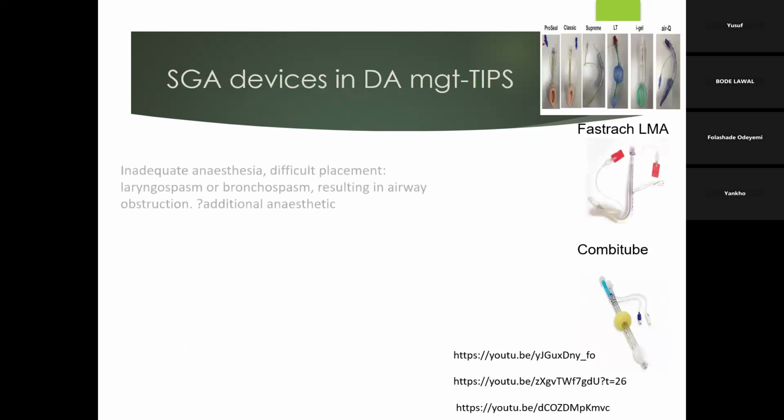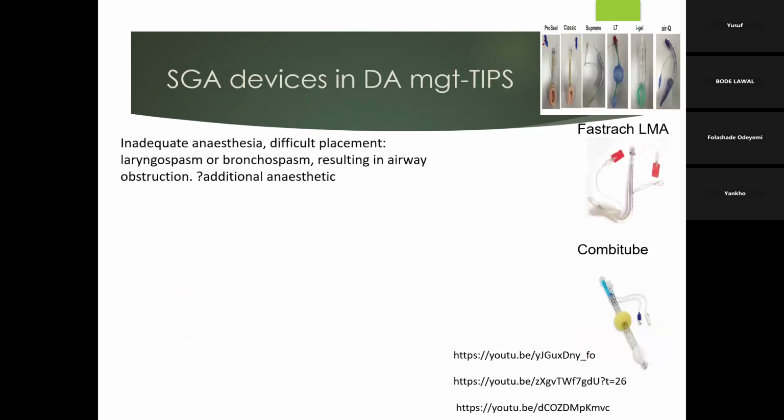So the supraglottic airway device, the tips that I can give you concerning this is that you should have adequate anesthesia if you are not doing an awake intubation, because there could be difficult placement due to laryngospasm, bronchospasm, and there could be resulting airway obstruction. So you might require additional anesthetic if you encounter any of these issues.